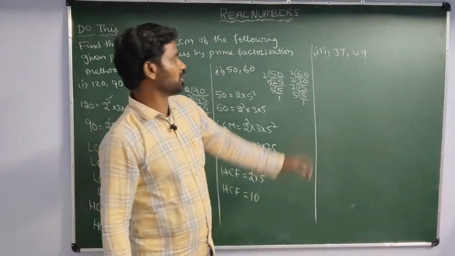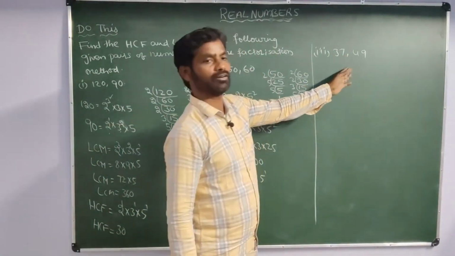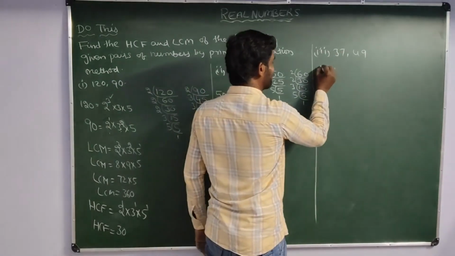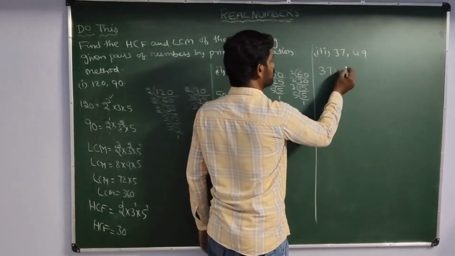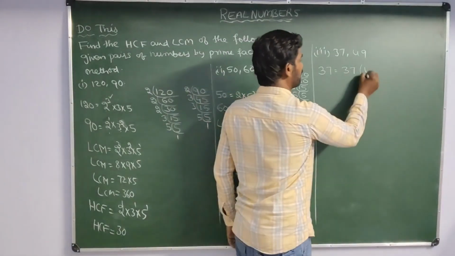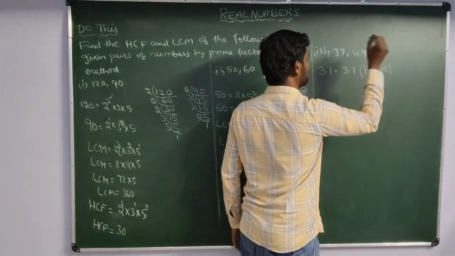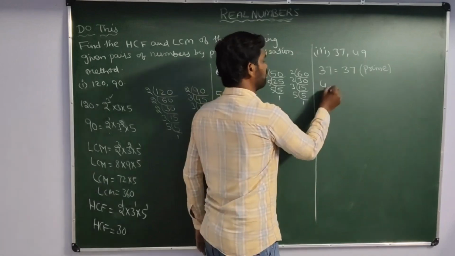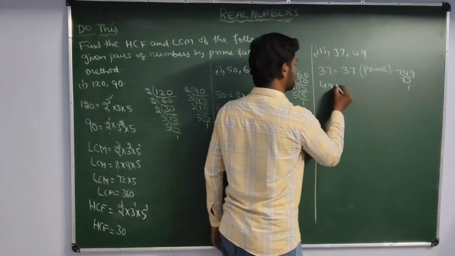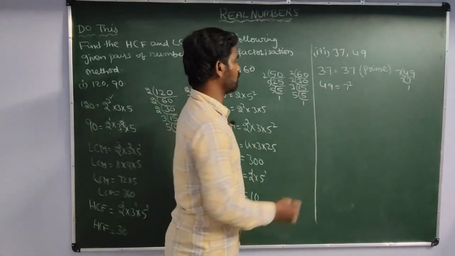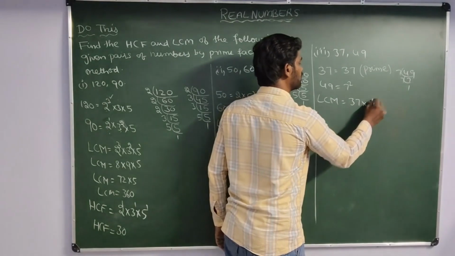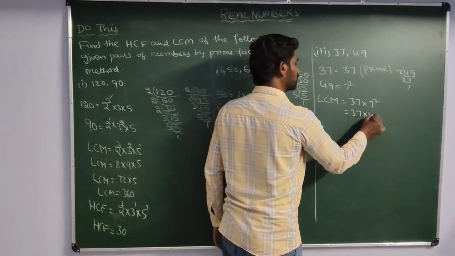Next, third question. Find LCM and HCF of 37 and 49 by prime factorization method. So 37 is equal to 37 only. Why? Because 37 is a prime number. There are no factors, only one factor, that is 1. Next 49: we write 49 as 7 sevens are 49, so we can write that as 7 square. Now what is the LCM? LCM is equal to 37 into 7 square, or that is 37 into 49.